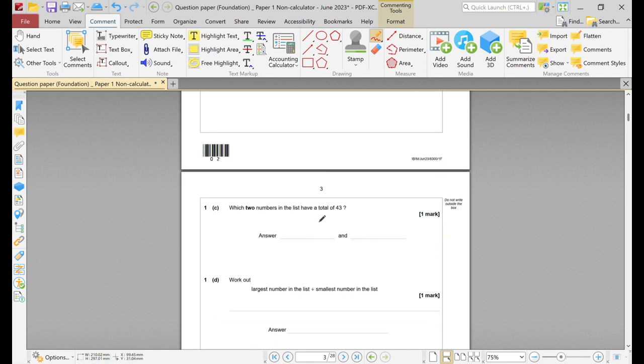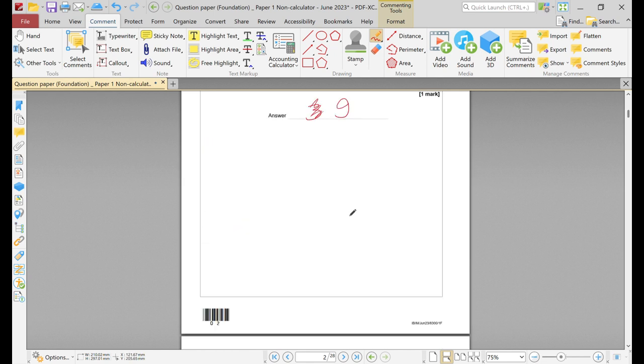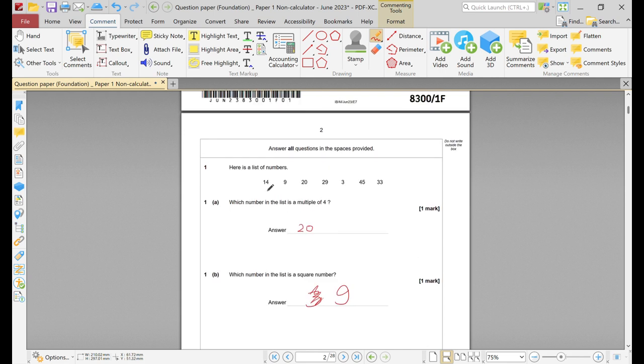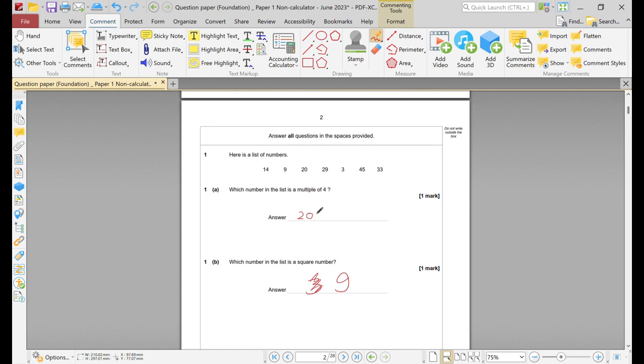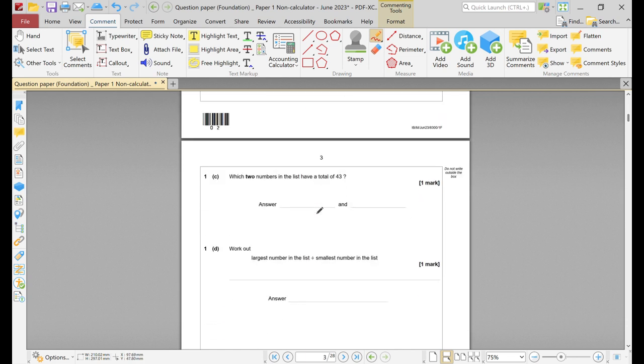Which two numbers in the list have a total of 43? So I'd look at the first one and see what needs to be added to it to make 43. So you've got 14, you need to add 29 to make 43. Is 29 in the list? Yeah, it is. So it's 14 and 29.